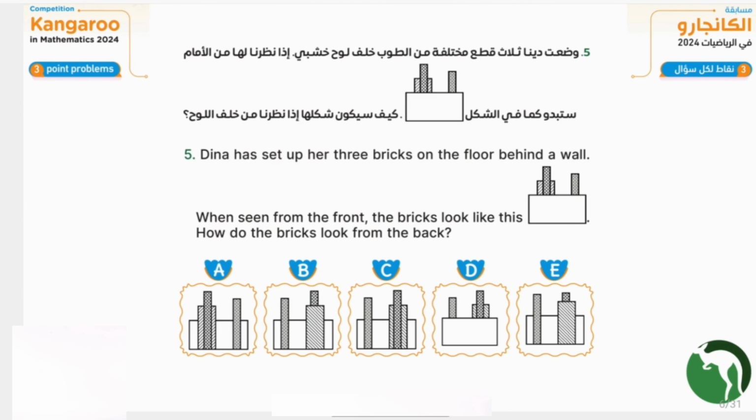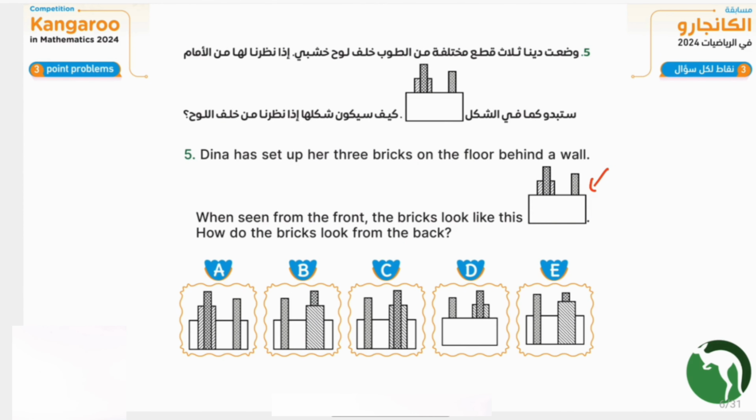Okay, now in question number 5, Dina has set up her 3 bricks on the floor behind the wall. When seen from the front, the bricks look like this here. And how do the bricks look from the back? So we should now choose the correct answer that shows the bricks from the back.